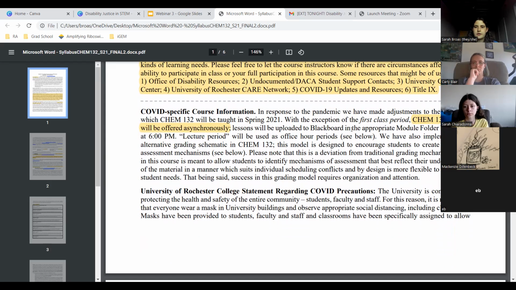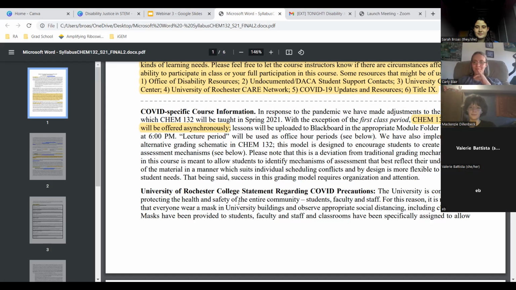So it says that lectures will be offered asynchronously. I guess I want to ask you guys, what do you think about this in terms of accessibility? How do you think that this might affect the disabled community as well as the rest of the students in the class? There are pros and cons to it. Yeah, I was going to say, I can see reasons why that's a good thing and a bad thing.